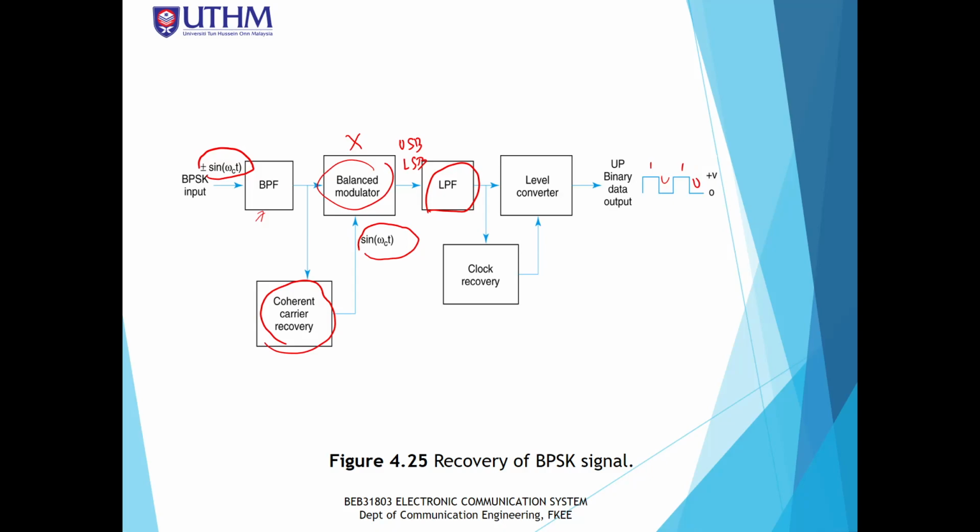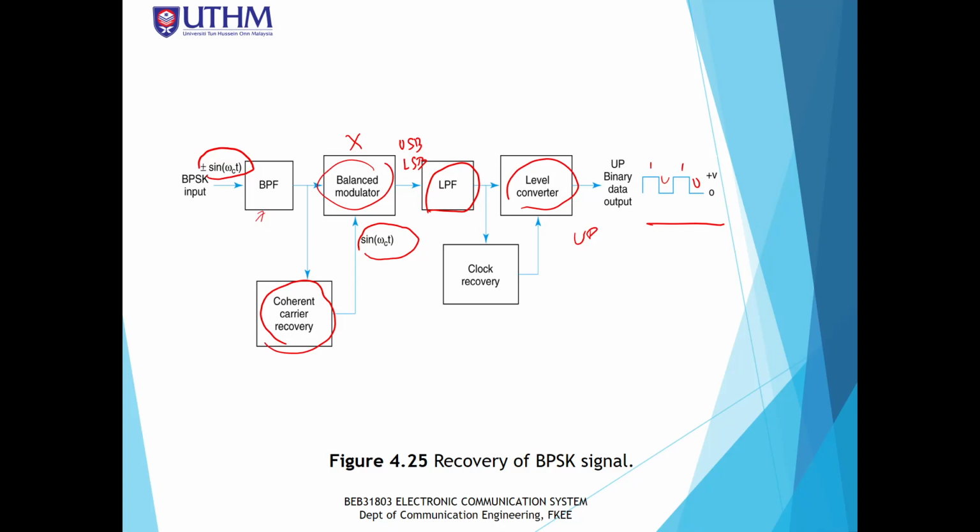So since we are using bipolar, we use a level converter to change it to unipolar. Unipolar at the output, 1010. So this is only a single polarity, positive voltage, at the output.